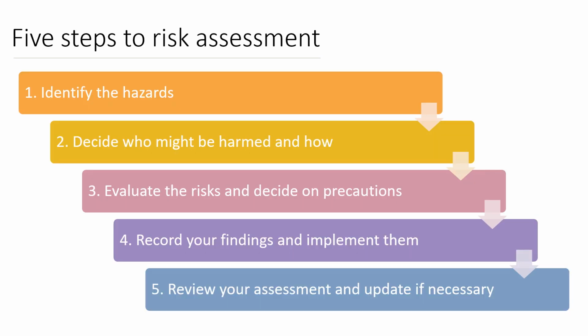The 5 steps to risk assessment are: 1. Identify the hazards. 2. Decide who might be harmed and how. 3. Evaluate the risks and decide on precautions. 4. Record your findings and implement them. 5. Review your assessment and update if necessary.